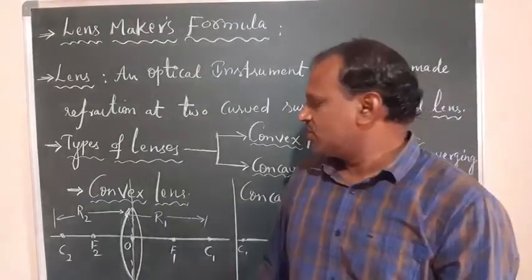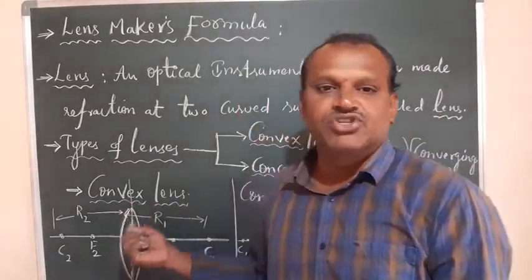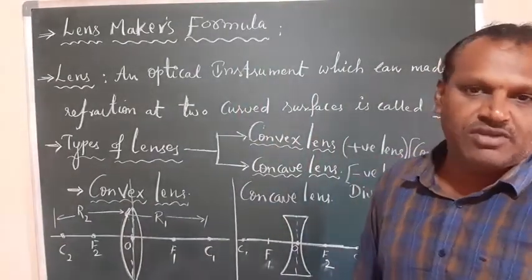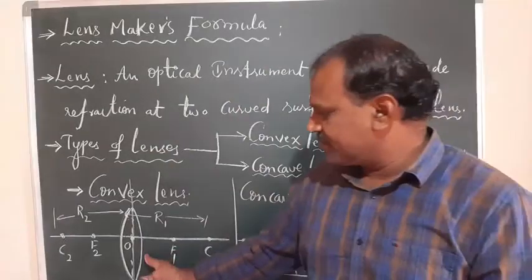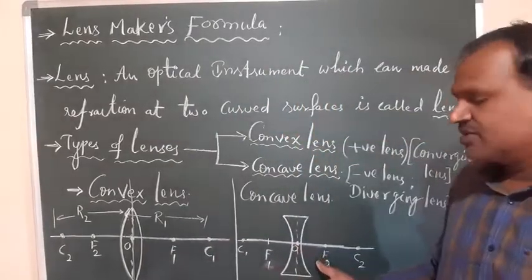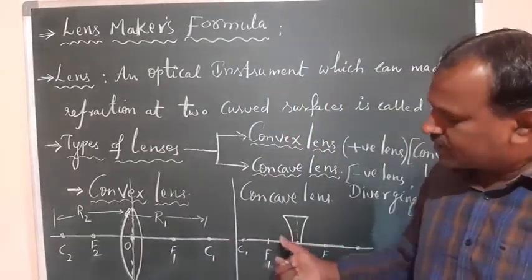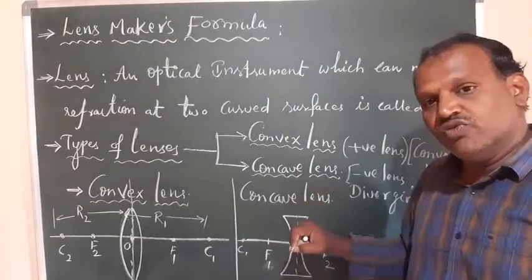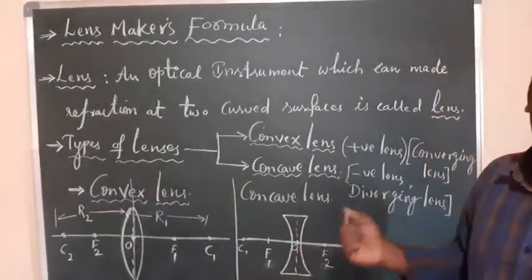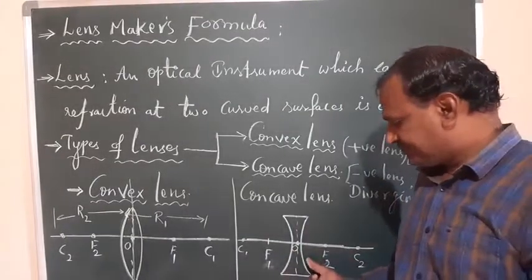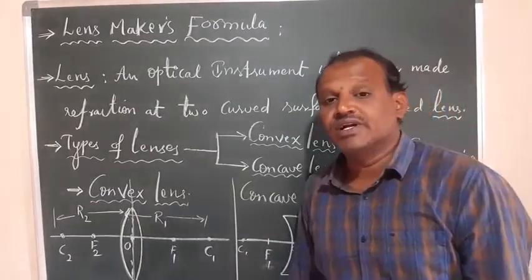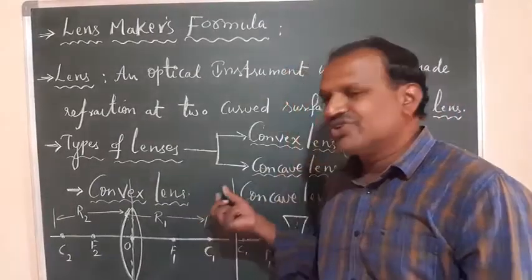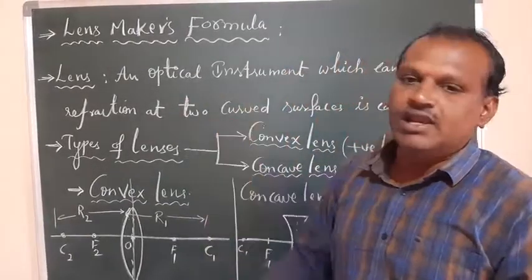So this is the terminology required regarding a lens, and there are two types of lenses, convex lens and concave lens. A convex lens is represented like this, and a concave lens is also represented like this. The terminology is the same, but the convex lens is a positive lens or converging lens, and the concave lens is called a diverging lens or negative lens. So this is just an introduction to lenses.